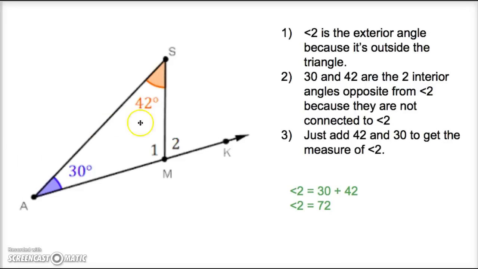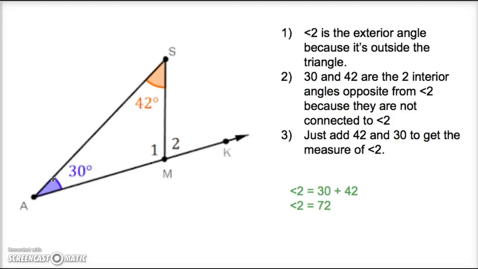The first one, okay, this time our exterior angle is angle 2 because it's on the outside of the triangle. That's what I want to figure out. So we're going to take the two that are opposite from it, the two that are not touching angle 2, in other words. So I'm going to take 42 degrees and 30 degrees. And you just add those together to get your answer. So to find angle 2, you would add 42 plus 30, which is 72. So angle 2 would be 72 degrees.